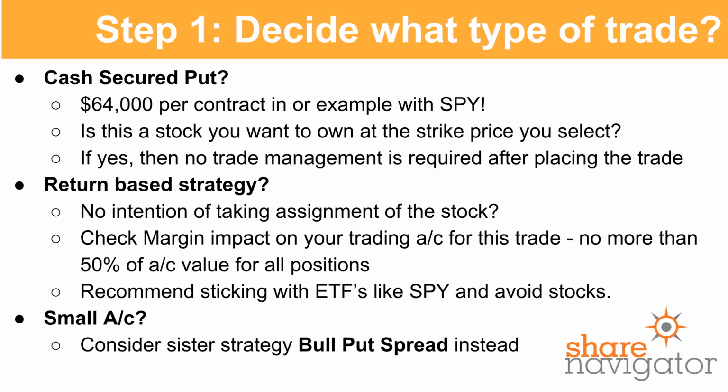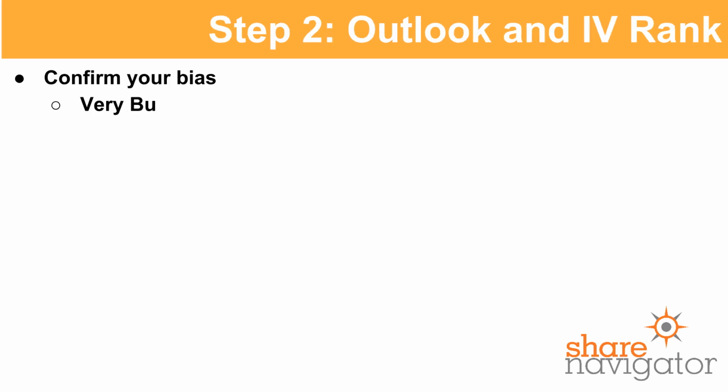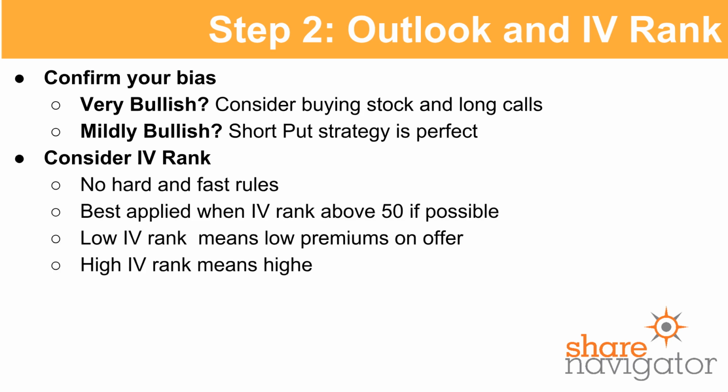From here on in, with our SPY example, we're going to assume we're using a return-based strategy for the rest of this example. Okay, step two in the trade planning is to confirm our outlook for SPY. Are we extremely bullish on SPY or just mildly bullish? And the reason I ask you that is because if you think something's going to go up, maybe the short put strategy is not for you. Maybe buying the stock or long calls is a better strategy to apply. You will generate more profit if you're correct.